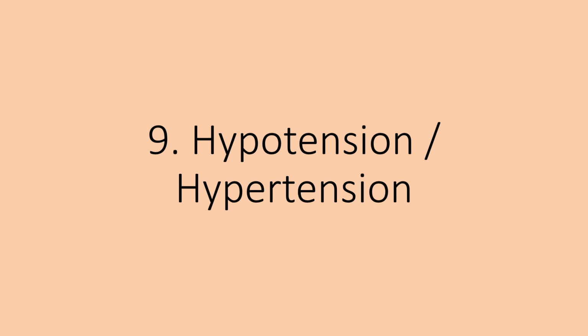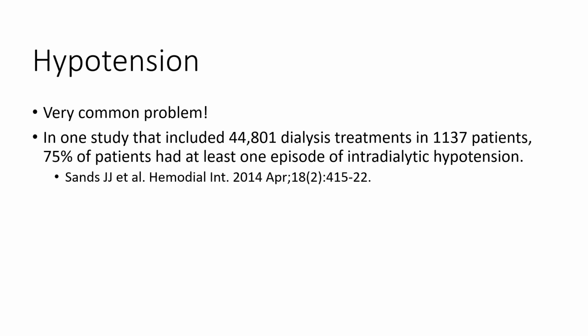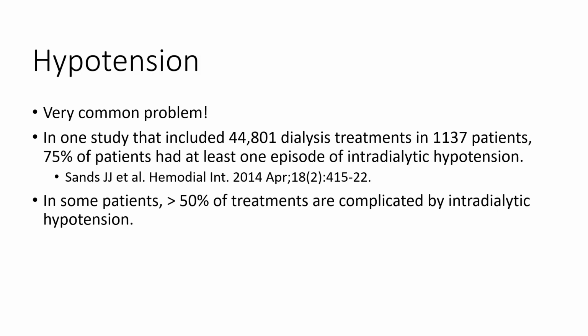How we manage blood pressure during dialysis, whether it's low or high blood pressure, can potentially constitute another dialysis error. Intradialytic hypotension is a very common problem, and in many cases, we are responsible for it. In one study that included 1,100 dialysis patients and almost 45,000 treatments, 75% of patients had at least one episode of intradialytic hypotension. And in some patients, more than 50% of the treatments were complicated by intradialytic hypotension.